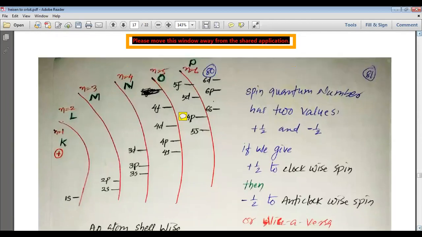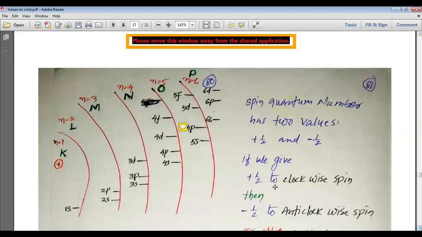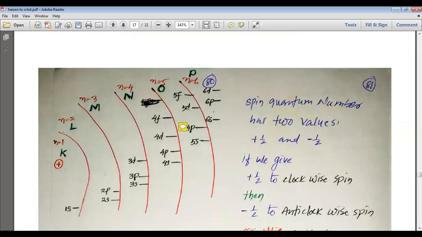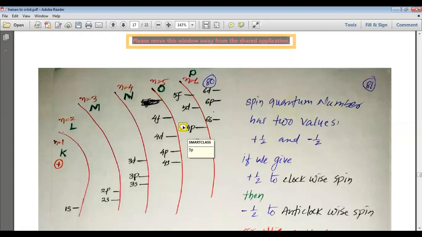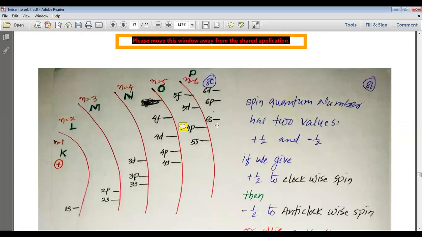And then we have seen how the orbitals are available. In the K shell we have only 1s, in the L shell we have 2s and 2p, in the M shell we have 3s, 3p and 3d, in the N shell we have 4s, 4p, 4d, 4f. In n equal to 5, that is the O shell, please remember that I have made a correction here, it should be 5p, not 4p. So it is 5s, 5p, 5d and 5f, and in n equal to 6 we have 6s, 6p, 6d.